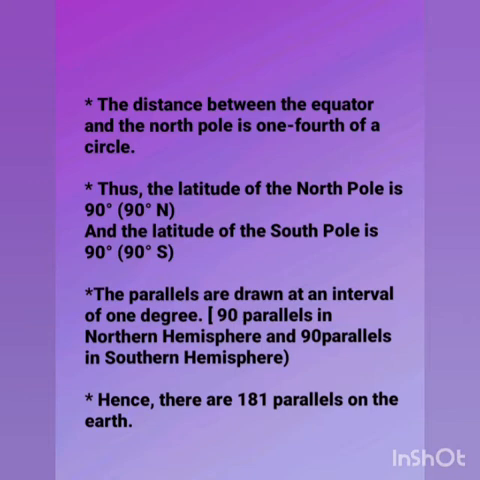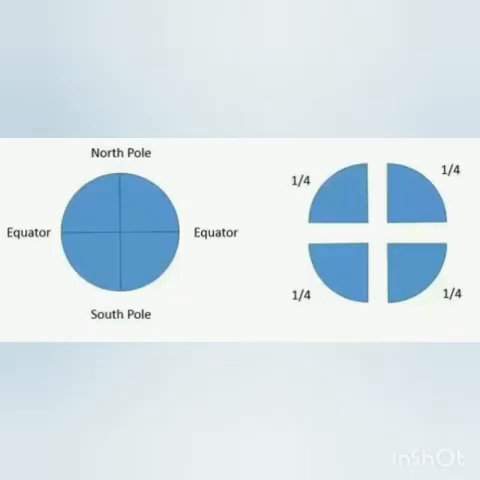Now the distance between the equator and the North Pole is 1/4 of a circle. Listen carefully, students, this is a new thing for you. I am repeating it again: the distance between the equator and the North Pole is 1/4 of a circle. How many degrees are there in a circle? 360 degrees. And what is 1/4 of 360? That is 90 degrees. So the distance between the equator and the North Pole is 90 degrees, and we denote it as 90 degree north, located at the North Pole, and the South Pole is denoted as 90 degree south.